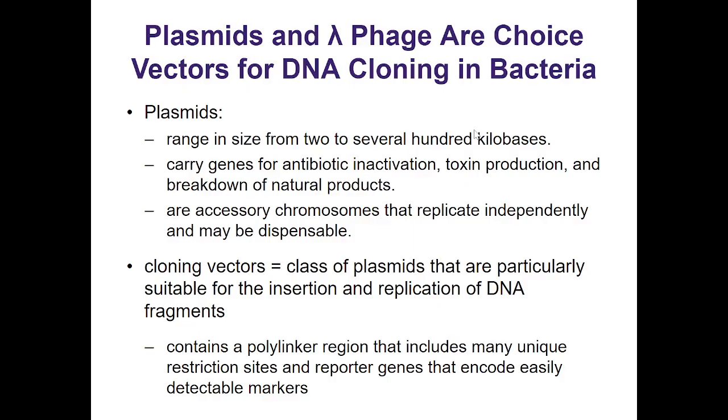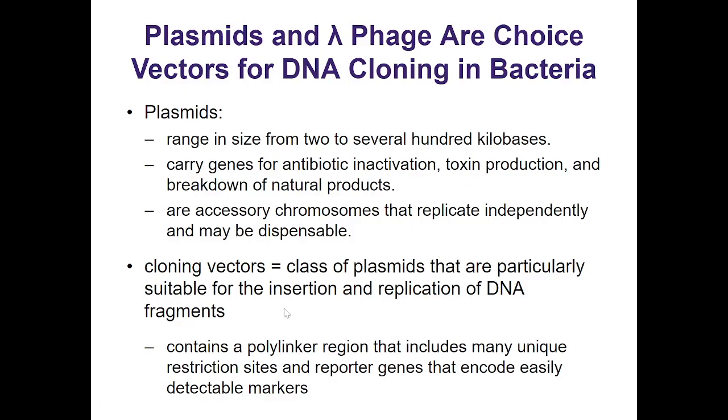These are going to carry genes for antibiotic inactivation, toxin production, and breakdown of natural products. I know I just said that these are very long, but keep in mind that these plasmids are actually the short DNA fragments that are round, right? They're not usually the primary DNA fragments that carry the replication of the cell. So these are going to be accessory chromosomes. These are going to replicate independently and may be dispensable, actually. You can actually fully lose them from E. coli, and they will continue functioning. Okay? Maybe not as well in specific environments, but they can continue functioning.